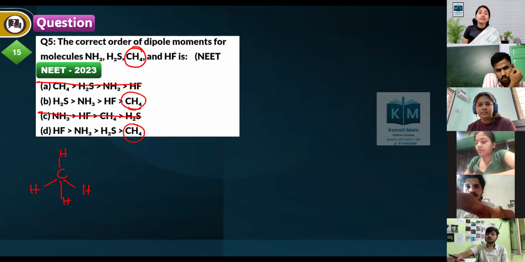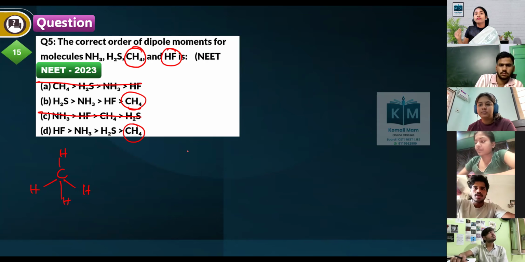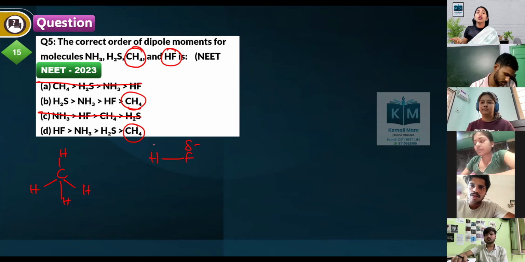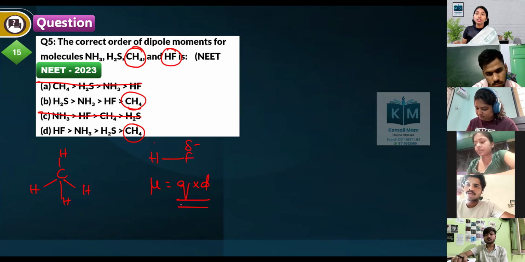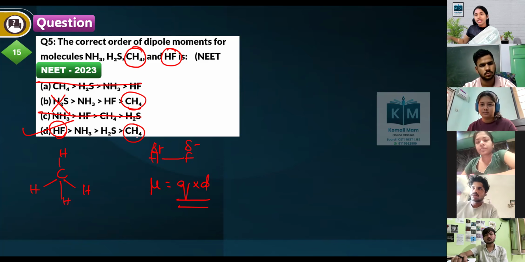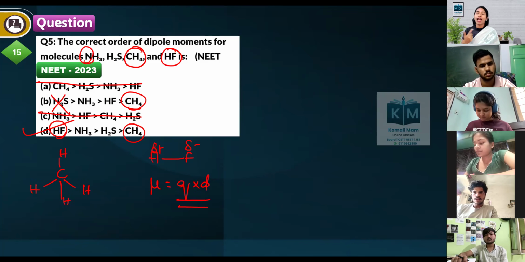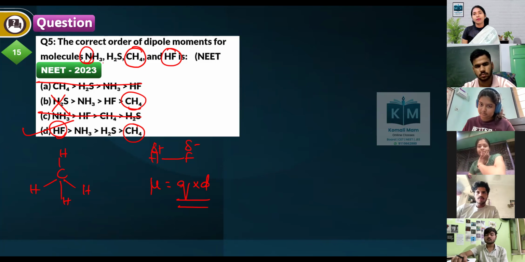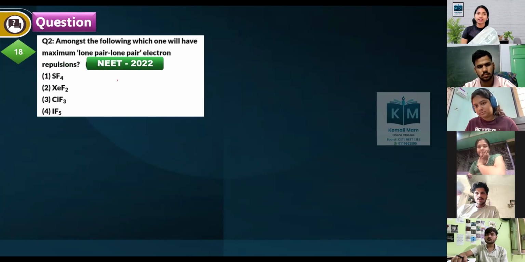Next one. HF has the more electronegative atom fluorine, so that will be having the highest dipole moment. Fluorine is more electronegative than nitrogen and sulfur. Dipole moment is polarity into distance, charge into distance. So more charge it will be having. So HF is having more. Then HF highest, CH4 least. And ammonia and H2S, ammonia is having nitrogen, which has more electronegativity as the central atom. It will be having more dipole moment. So option D is the correct answer.